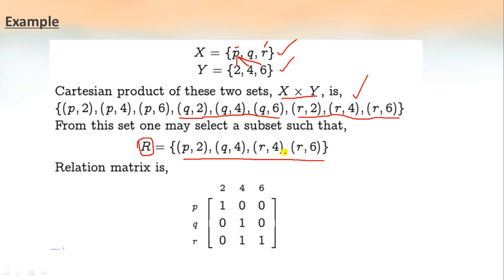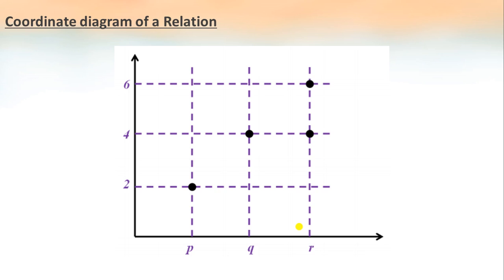By observing this relation, we can find that (p, 4) is not present. So a 0 over here. Next, (p, 6) is also not present, 0 over here. And now when we check (q, 4), this is present. So there will be a 1 over here. Next is (r, 4), which will have a 1 over here, and (r, 6) a 1 over here. All other entries will be marked as 0. In this way, we can represent a particular relation using a matrix called the relation matrix.